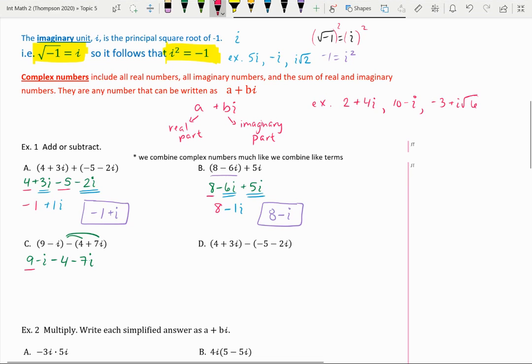So I look for like terms. I have a 9 minus 4, which gives me 5, minus i minus 7i. So minus 1i minus 7i, that's minus 8i. 5 minus 8i is what this simplifies to. So I ask you to pause this and try D. Go ahead and try D on your own, and then you can check your work when you've got an answer.